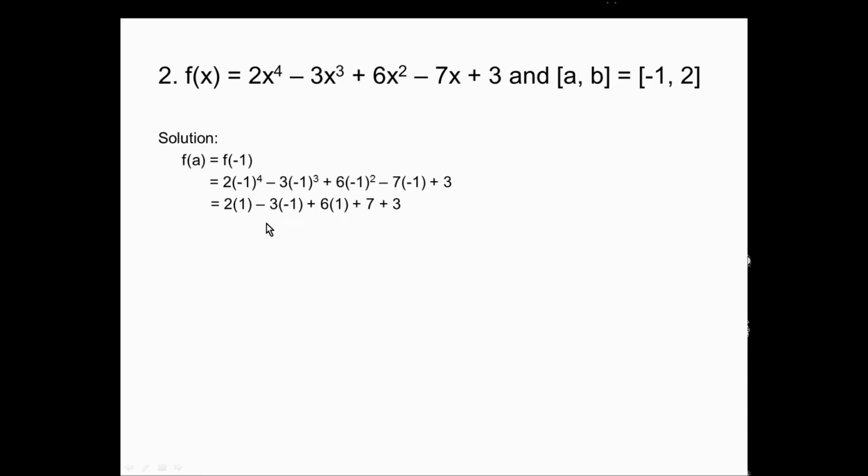So that's going to be 2 plus 3 plus 6 plus 7 plus 3. Okay, that's 5, and 6 is 11, and 7 is 18. Looks like 21. So f of a is 21. f of negative 1 is equal to 21.